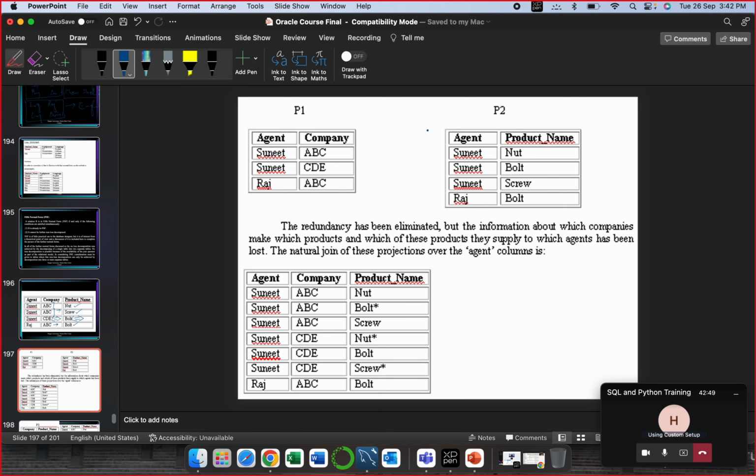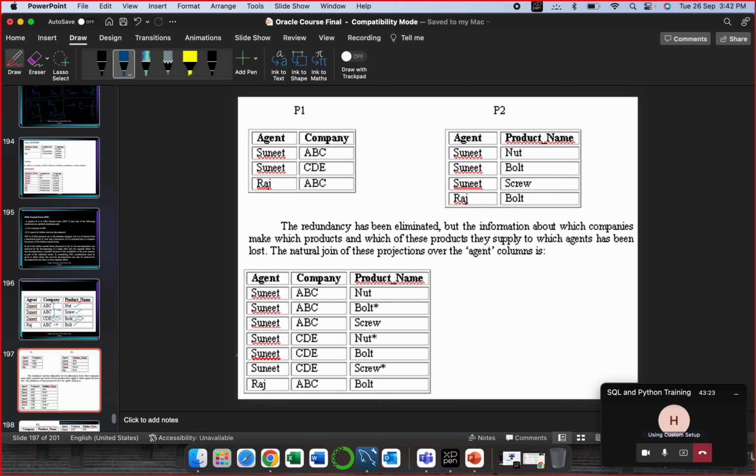But when I have this table, these are two separate tables. My information about which company is selling which product is lost over here. So the natural join of these projections over the agent column is putting all these things together, like Suneet ABC nut, bolt, and screw. Suneet with CDE, nut, bolt, and screw, because ABC manufactures nut, bolt, and screw, and CDE manufactures only bolt. So Raj with ABC bolt.